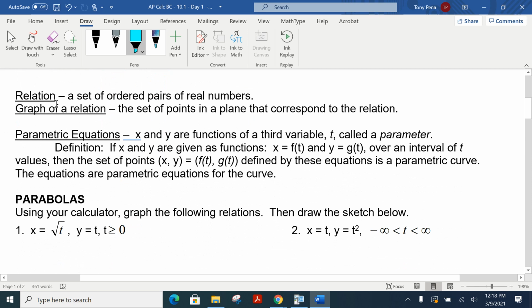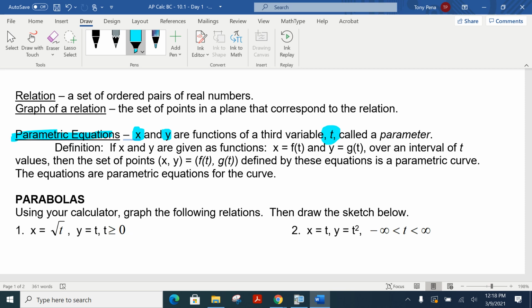A little definition, a relation is a set of ordered pairs. A graph of a relation then is taking that set of ordered pairs and putting them in the XY plane. And then a parametric equation. So now when we start talking about parametric equations, what this idea deals with is the fact that X and Y are defined with a different variable, usually a t, because eventually that's going to reflect time.